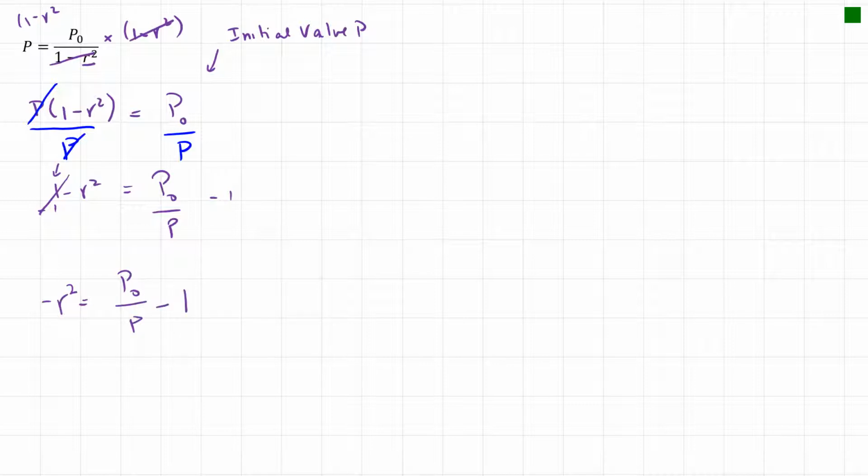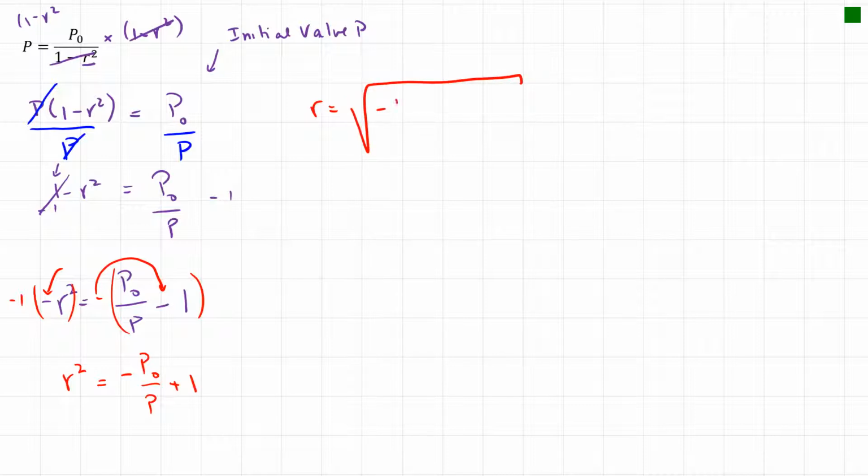Now this negative sign is the next thing to go, and I'm going to multiply everything by negative 1, the left side and the right side. So the negatives cancel and I now have a positive, and on this side I have P0 over P, and if I multiply the negative in, I have positive 1. And the last step is then to take the square root of both sides. Negative P0 over P plus 1.